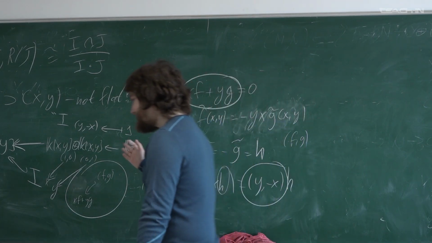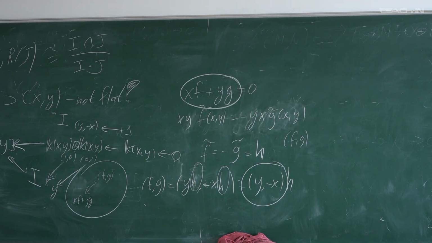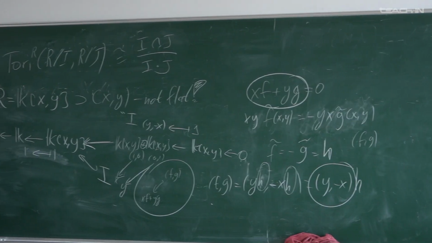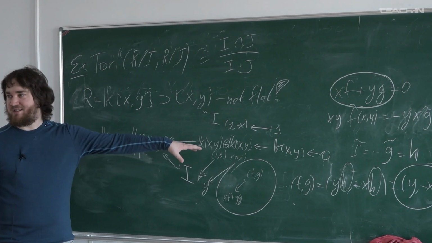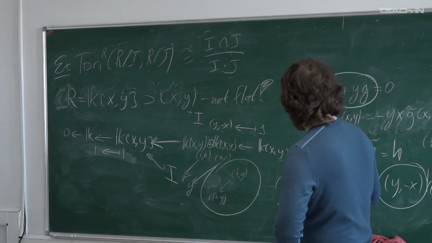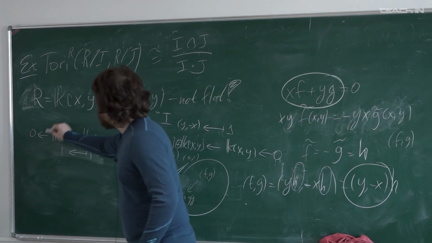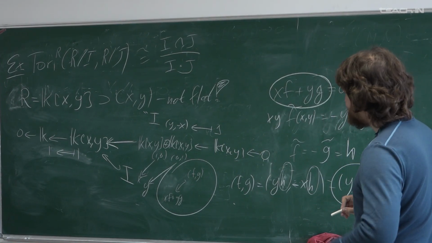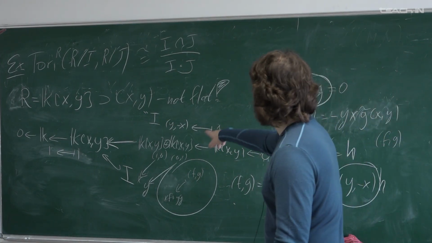In fact, further we will prove that over polynomials in n variables, there always exists a free or projective resolution of length n. So it's not a coincidence that it is exactly of length 2. It's Hilbert's theorem on syzygies. Okay, we see that this module has a free resolution of this length.